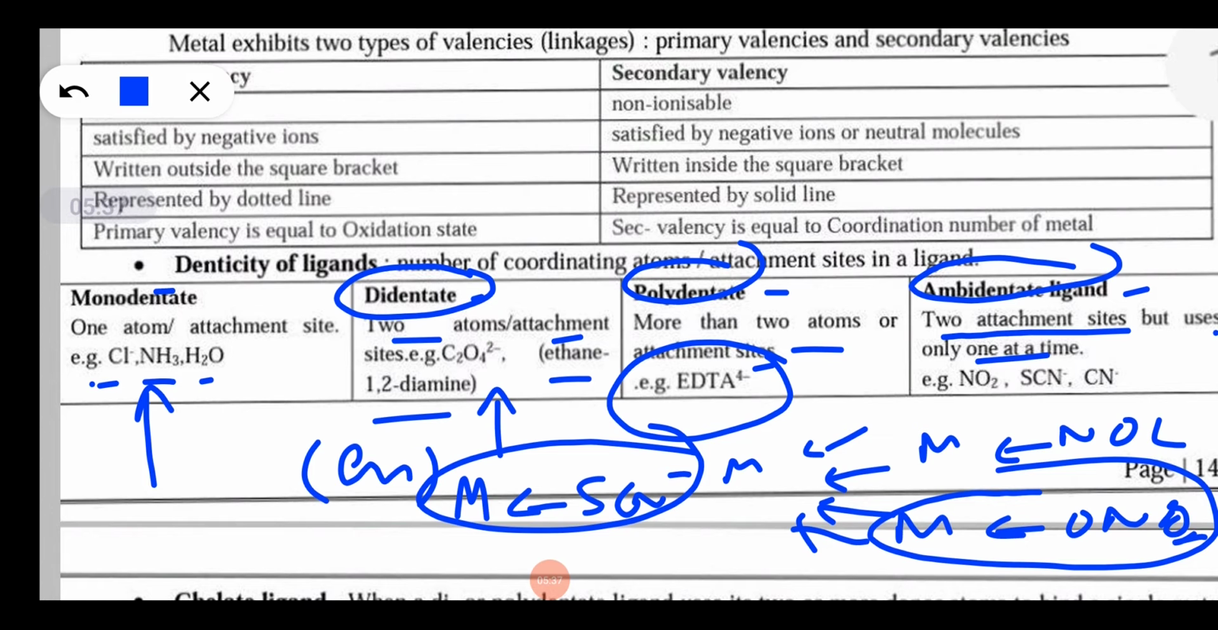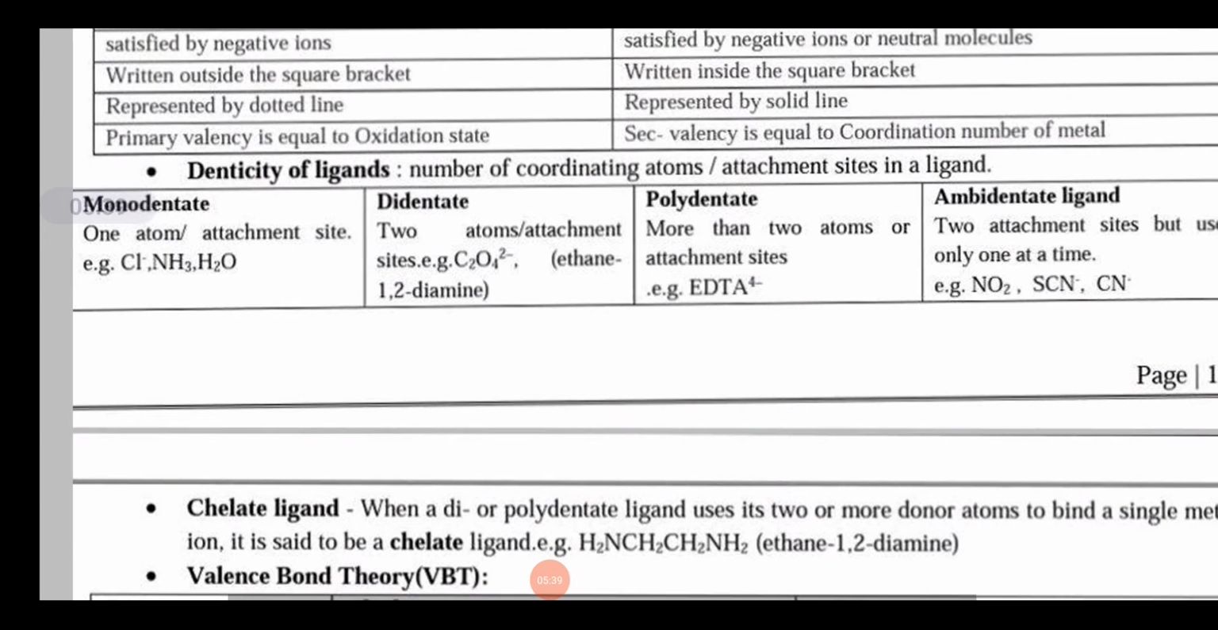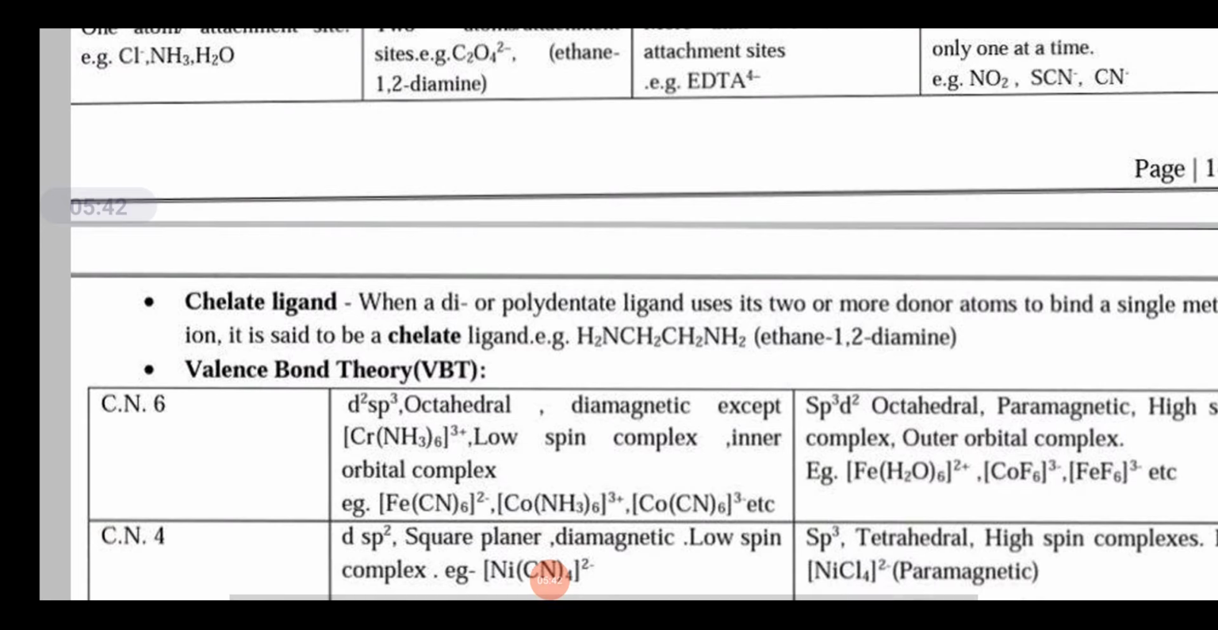So like this, ambidentate ligands can be described. Next is the chelate ligand. The chelate ligand means when didentate or polydentate ligands are present in a coordination compound, then the complex is said to be a chelate complex, and these ligands are called chelate ligands.